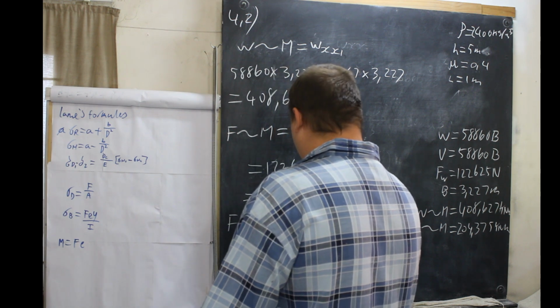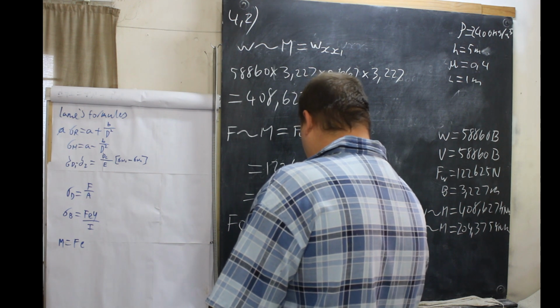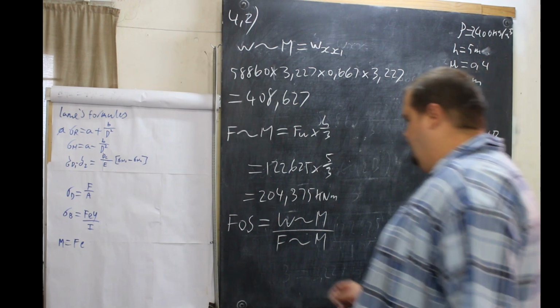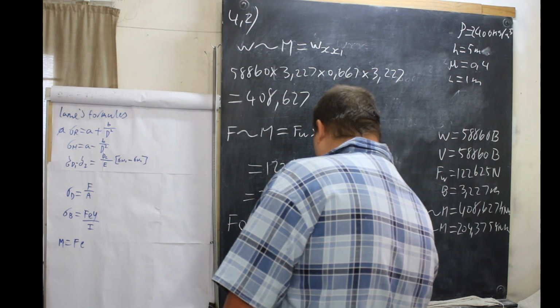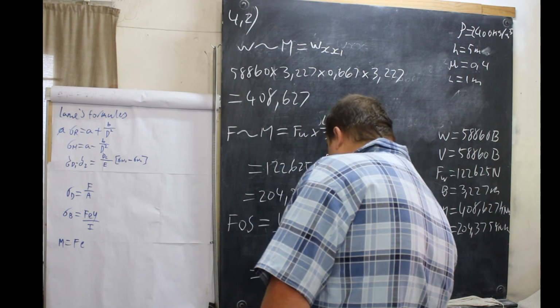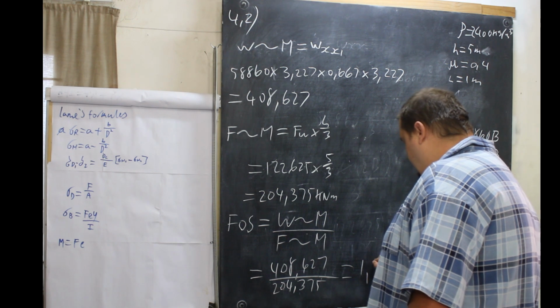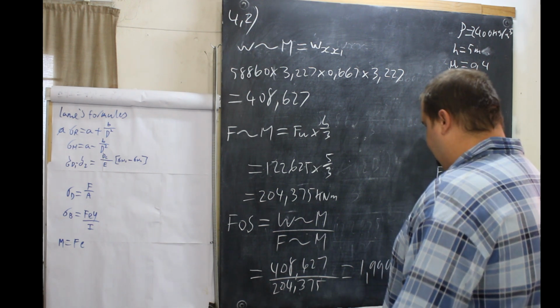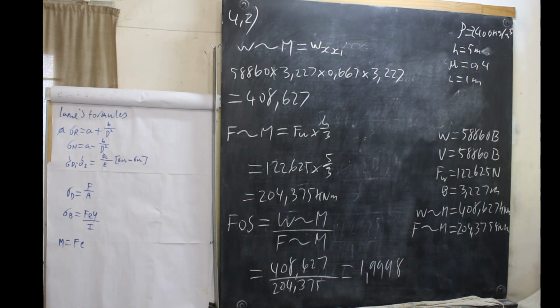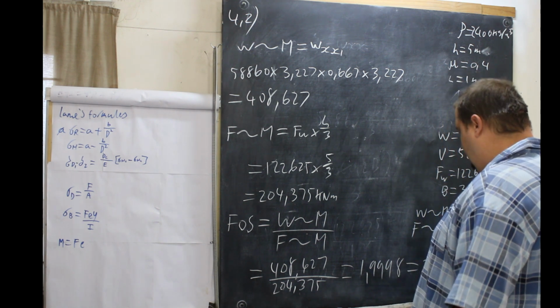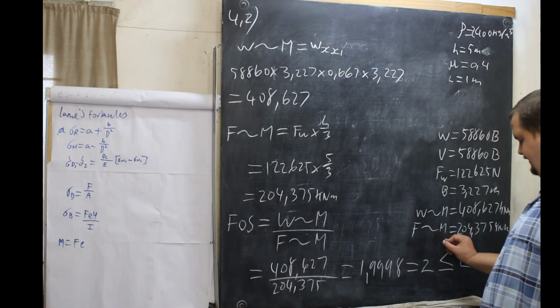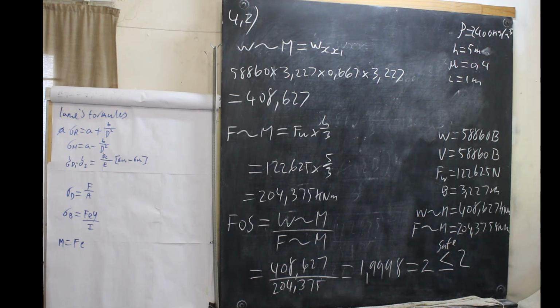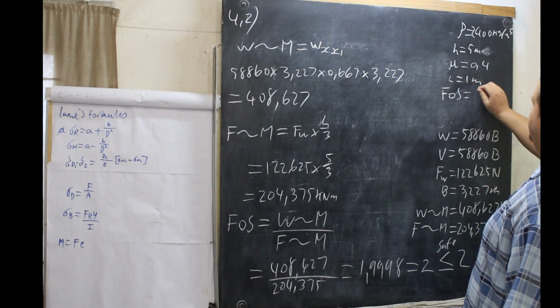Okay, so now for our factor of safety, which is what we want, it is W to the M over F to the M, which in this case equals 408,627 over 204,375, which equals 1,9998. Or in this particular case, it'll equal 2. So for this to be safe, it's got to be less than and equal to 2. So this is considered safe. So our factor of safety is 2.